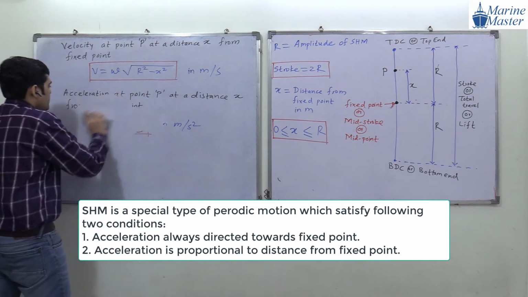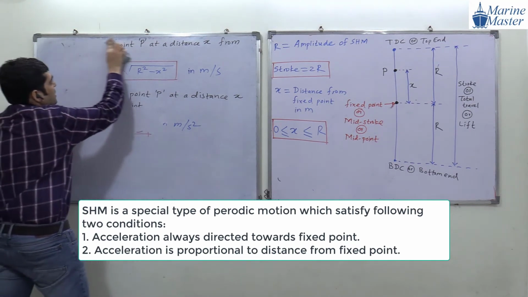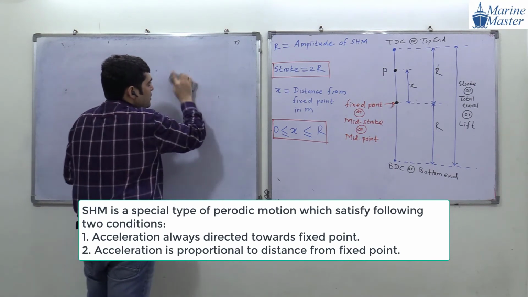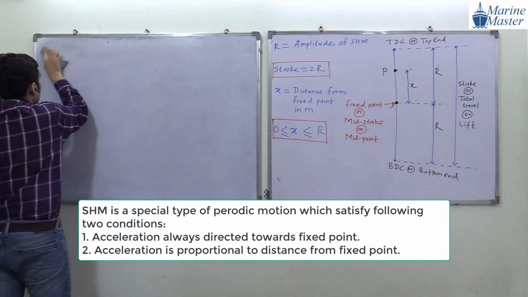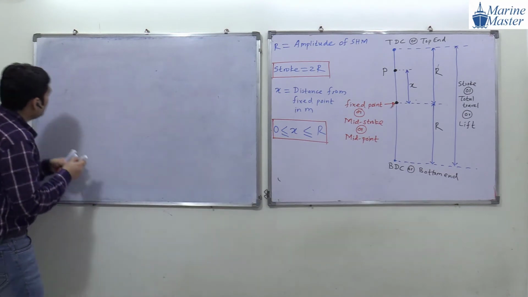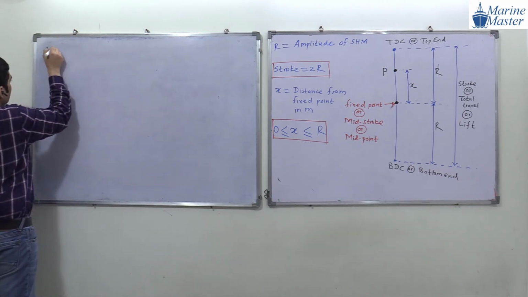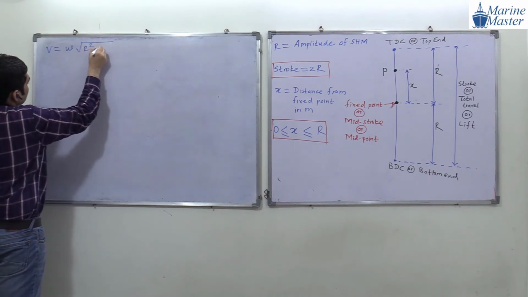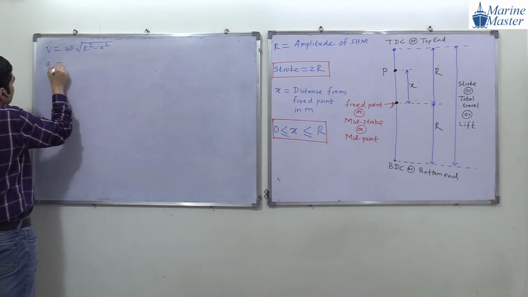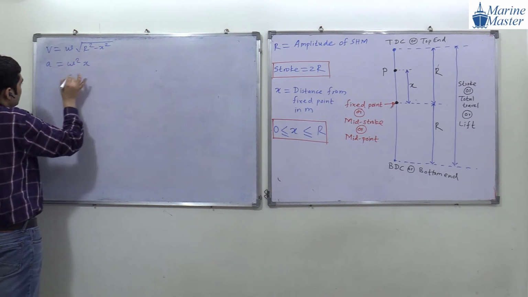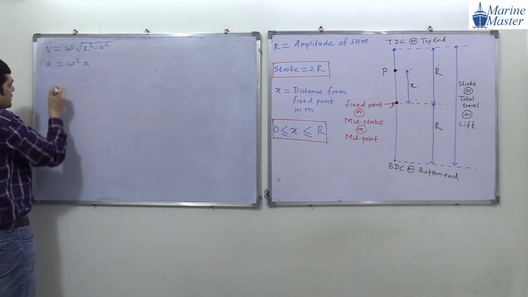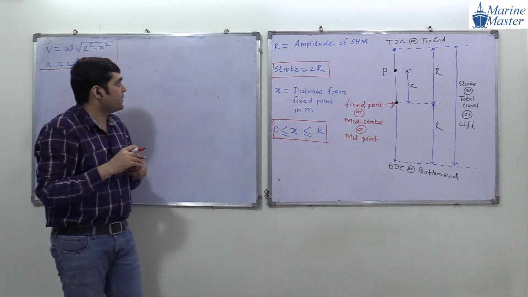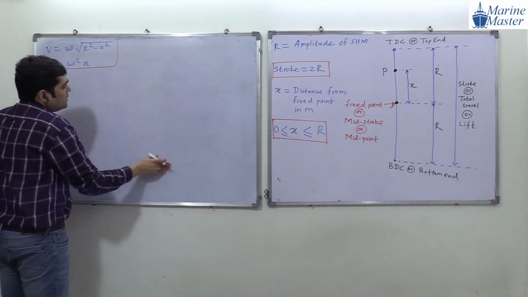Now try to see the scenario here. The next few points are very, very important to us. I am going to write down three important notes for you guys. Before that, I am going to write down these relations once again. V is equal to omega under root of r square minus x square, and acceleration is equal to omega square x. Now, first of all, note number 1.